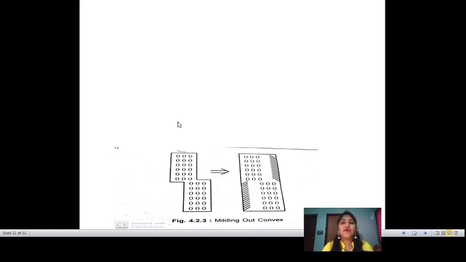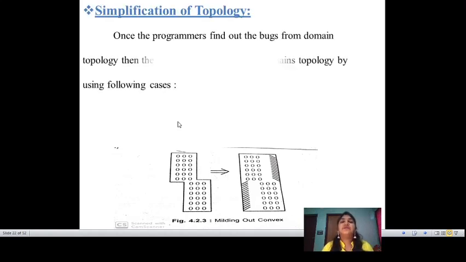See here, the hole is denoted with a zero, like a hole design. So this is a milding out convex. How will simplification be done for this type of non-linear boundary? This is a milding out concave. This is one type of bug that arises, and the holes will be converted with a parallel line. In that case, we convert that ugly domain into a nice domain.